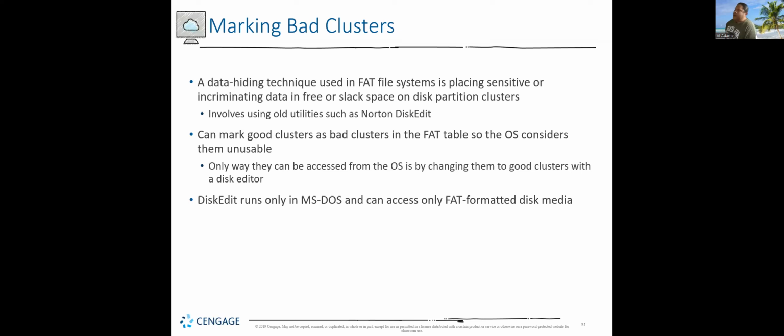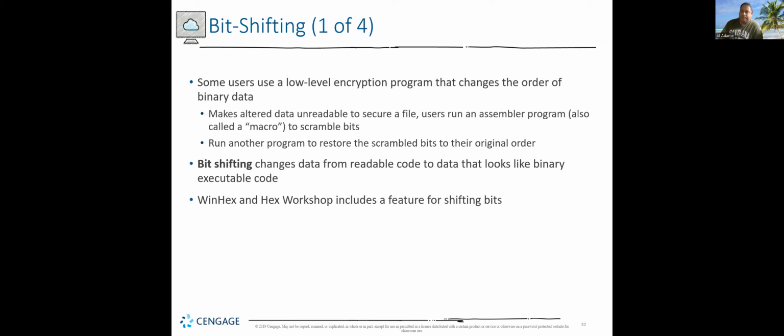You mark good clusters as bad clusters in the FAT table, so the OS considers them unusable, and it's used to hide things. You know where it started, what cluster you marked as bad, so the OS will just skip it. The only way they can be accessed from the OS is by changing them back to good clusters with a disk editor, which would be the same Norton Disk Edit. The disk editor runs only on MS-DOS, which I just showed you, and can access only FAT formatted disk media.